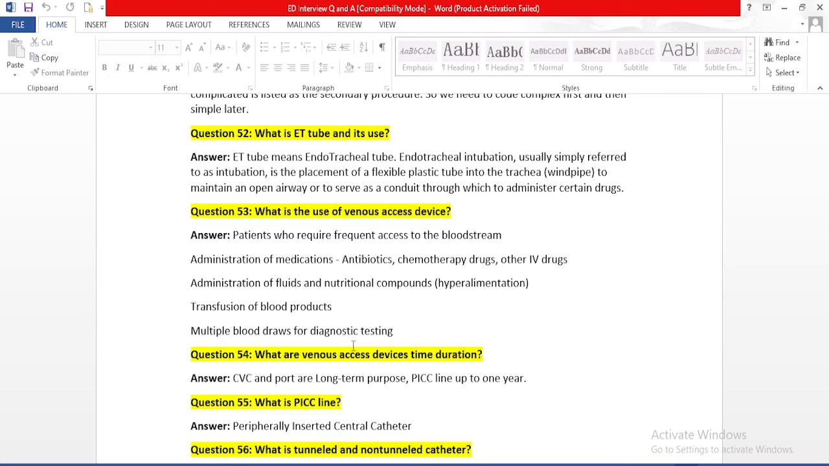Next question, what is the use of venous access devices? Patients who require frequent access to the bloodstream, administration of medications, administration of fluids and nutritional compounds, transfusion of blood products, and multiple blood draws for diagnostics. In order to acquire all these services, the physician will use a venous access device.